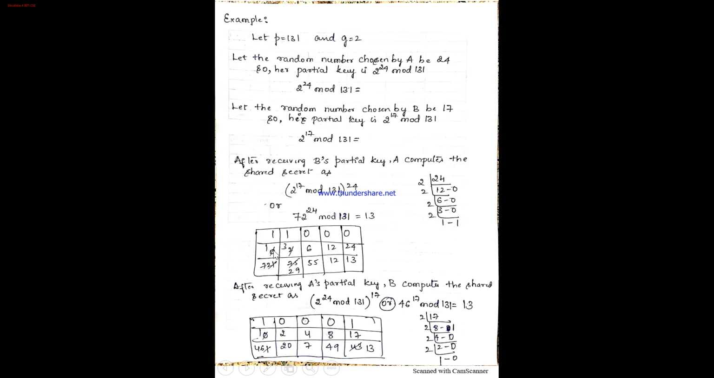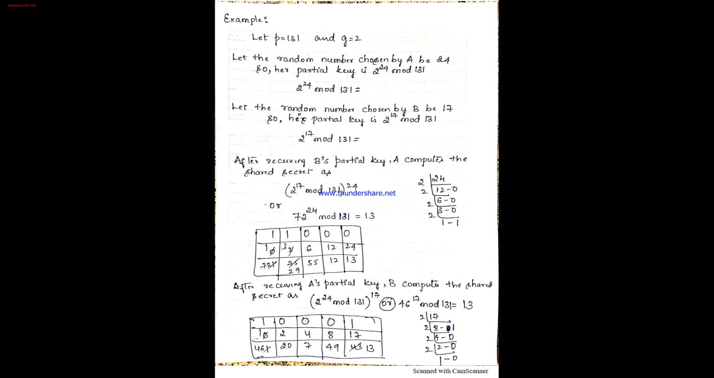Now applying the same here, you can see 72 to the power of 24. What am I supposed to do? The binary representation of 24 I'll take as 11000. Same thing. This is to keep track of the powers, whether you are resulting with the same power or not. So you have 1 and this 72.